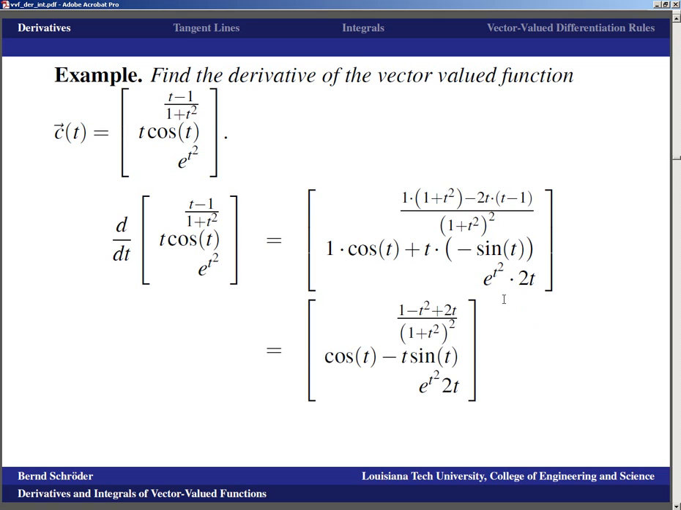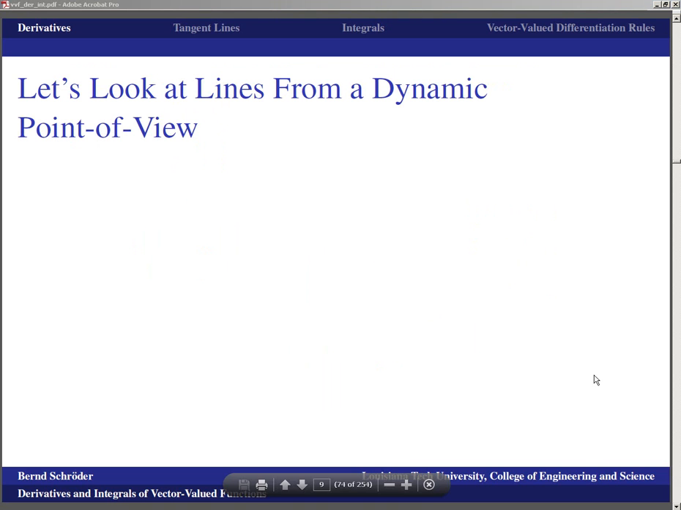And well, once we've got that, all we can do is just simplify a little bit. We get 1 times 1 is 1. Then we have plus t squared minus 2t squared gives us minus t squared. And then minus 2t times negative 1 gives us plus 2t. The denominator stays the same. 1 times cosine t is cosine t. t times negative sine t gives us negative t sine t. And e to the t squared times 2t is 2t e to the t squared. And that's that one. All right.